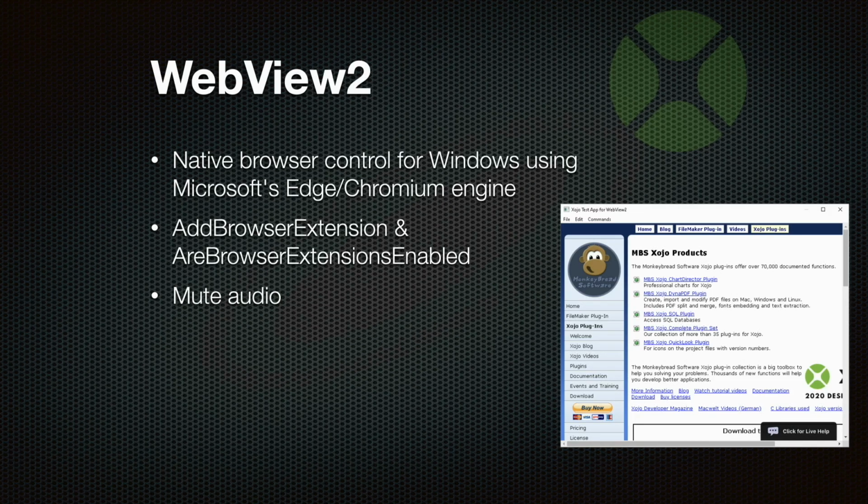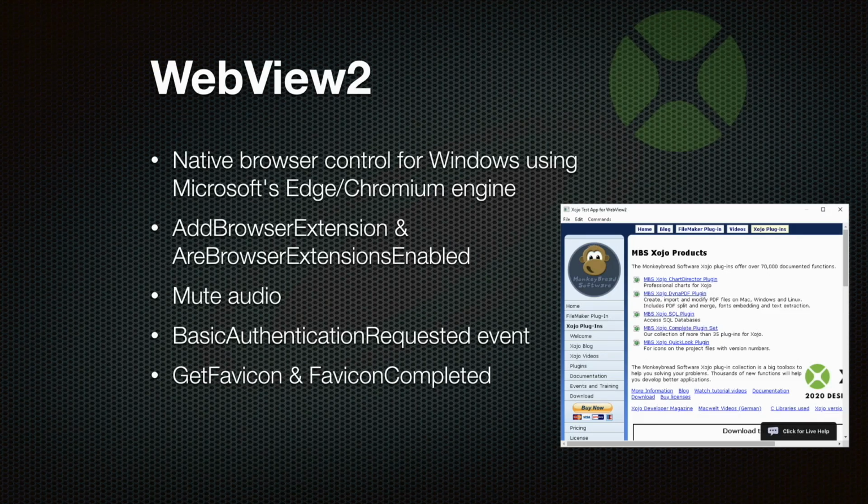There are also functions to mute audio, which may be convenient if you don't want to blast music in your office. We also added support for basic authentication. If you have to provide a login, you get an event, and then you can provide the password to try. And we have functions for the favorite icon of the website, so you can actually show that in case you like to show it on the user interface or when you save a bookmark.